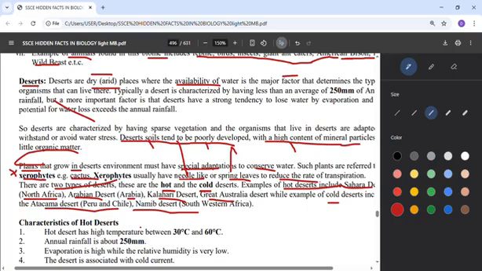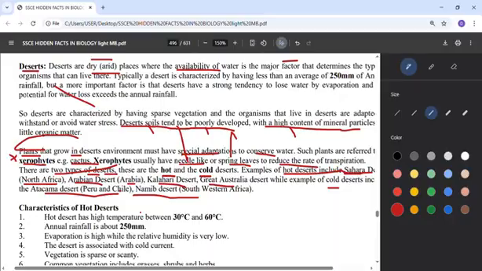There are two types of deserts: the primary and the secondary, or we say hot and cold deserts. In the hot deserts, that's where we have the Sahara, while cold deserts can be seen at Atacama, Namib, and so on. For the hot desert, I said Sahara, we also have the Arabian. So take note of that.